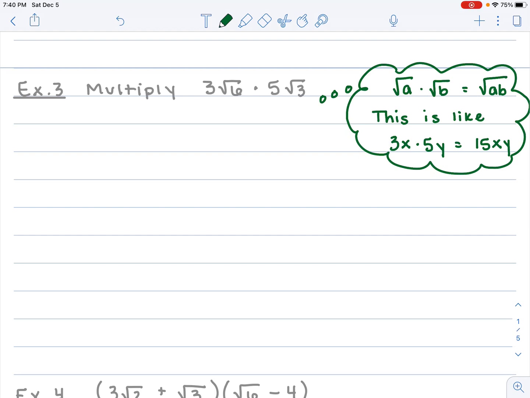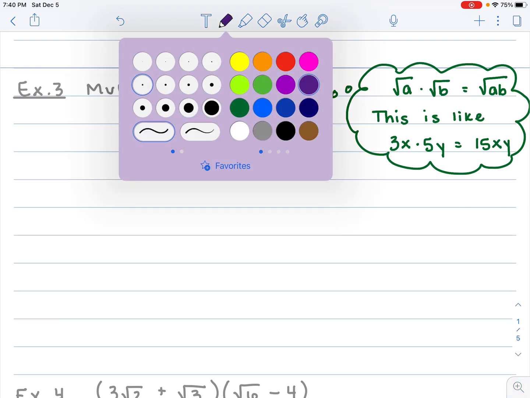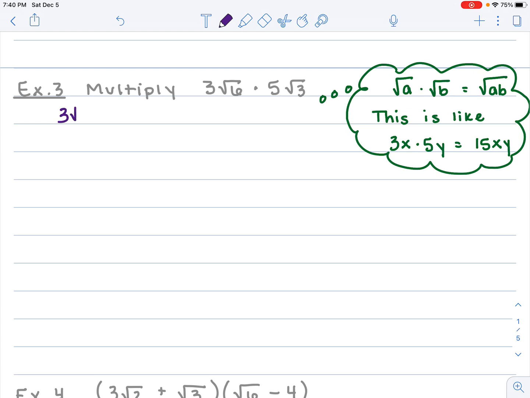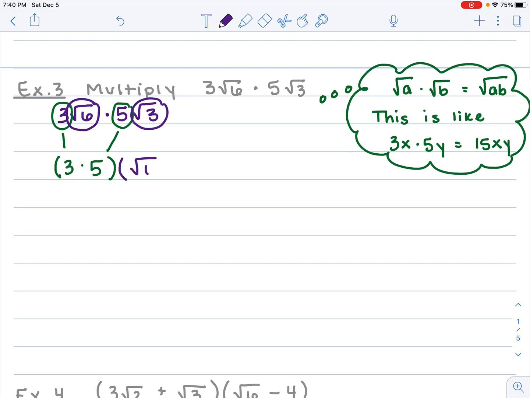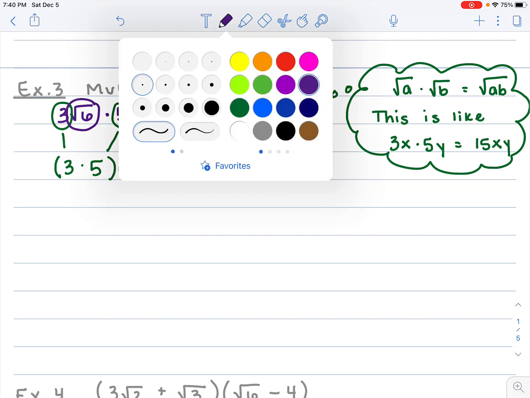So that's exactly what we're going to be doing here. If I rewrite this problem, I've got 3 radical 6 times 5 radical 3. What I'm going to do first is multiply the numbers on the outside, 3 times 5. Then I'm going to take the radicals, radical 6 and radical 3, and multiply those together because they're like terms.